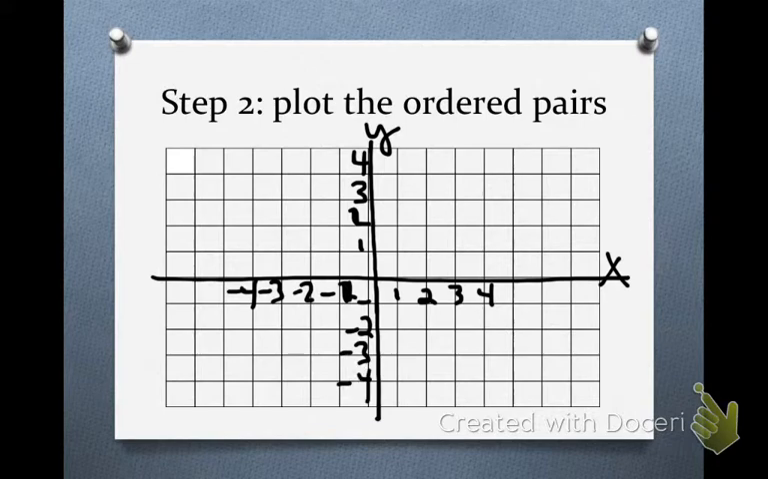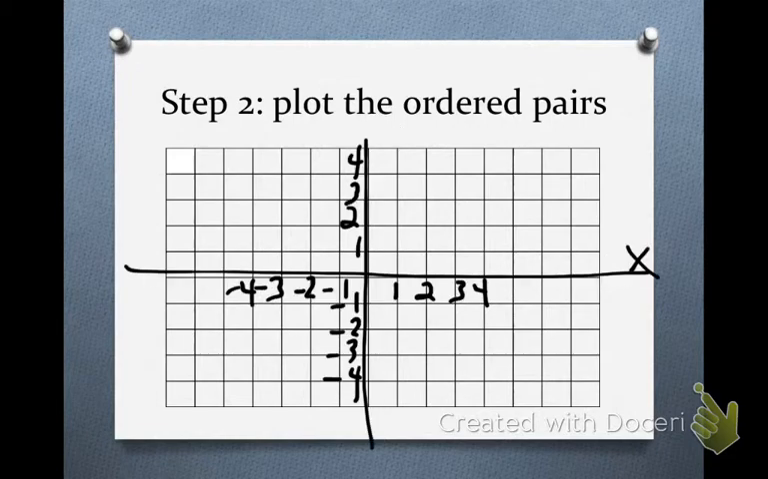So now I need to plot those points that I just calculated. My first one was -2 and -4, which is right here. Then I have 0 and -3, which is right there. And then I have 2 and -2, which is right there. So that's the next step, plot the ordered pairs. Then I want to draw a straight line through those points. So now that's my linear equation.